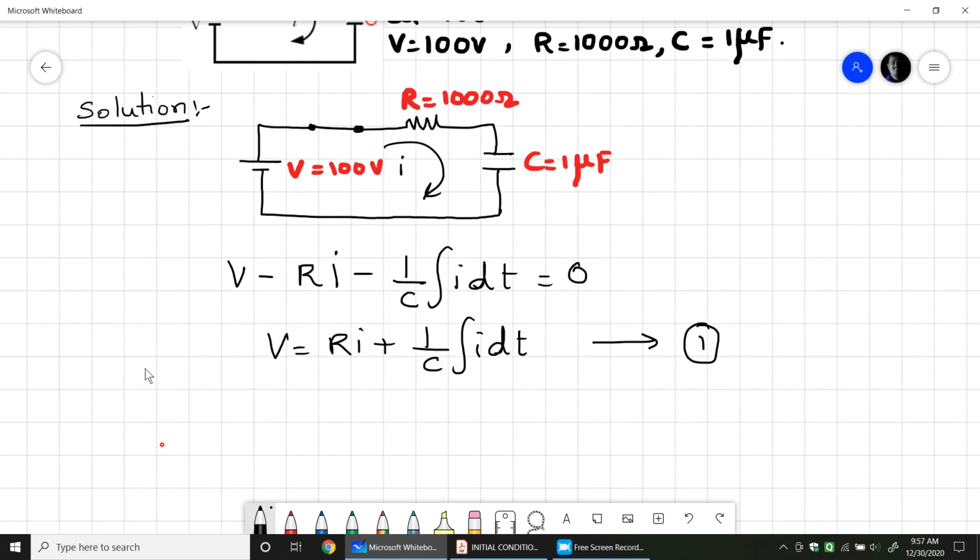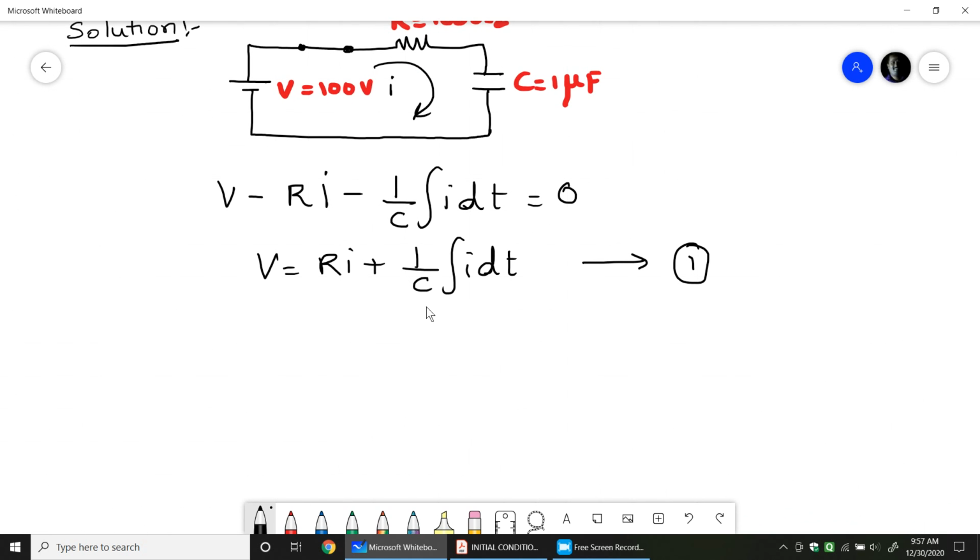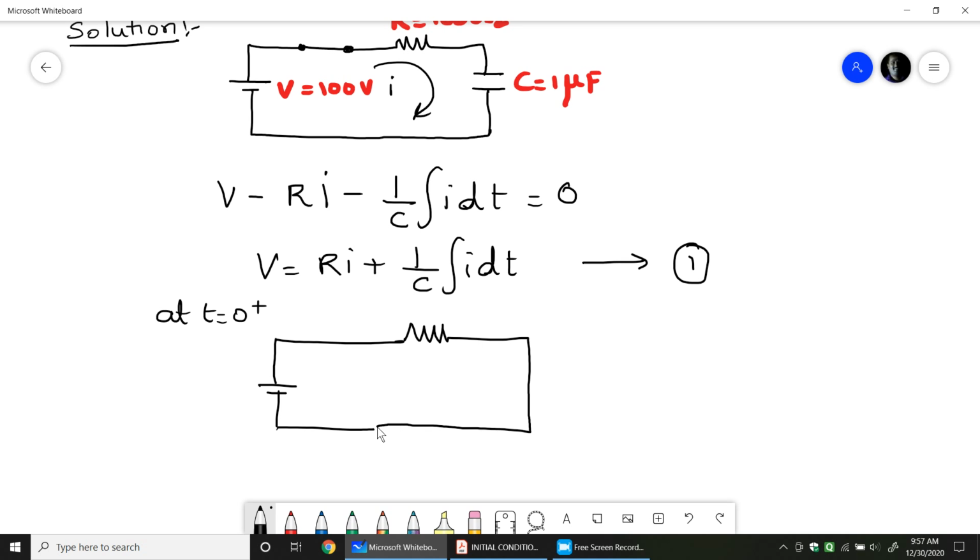Now we know that at t equals 0 plus, the capacitor will behave as a short circuit. Therefore if I write a separate circuit for that, then the capacitor at t equals 0 plus will behave as a short circuit and resistance remains as resistance. So this would be the new circuit that we get. So this is the short circuit that we have made.